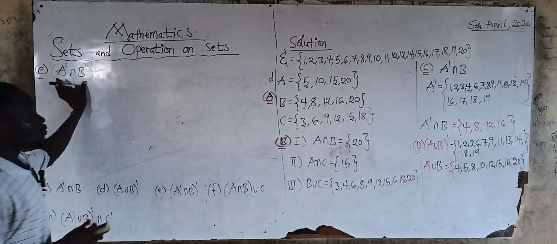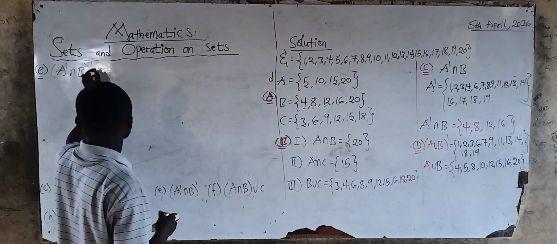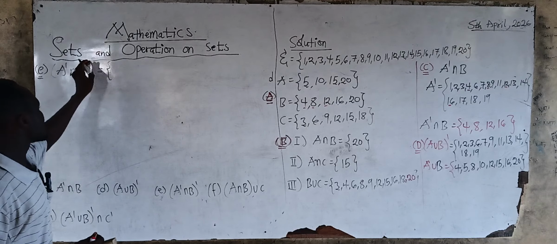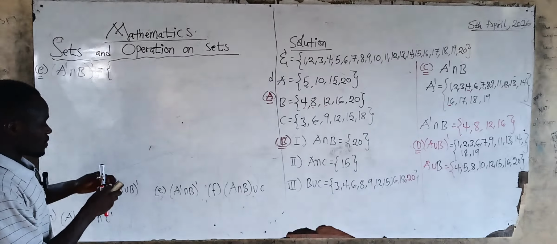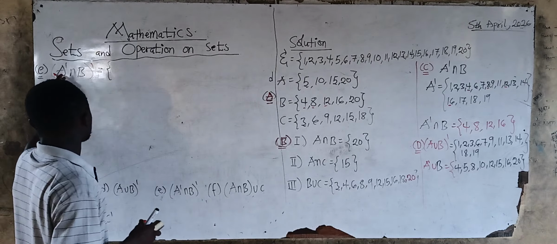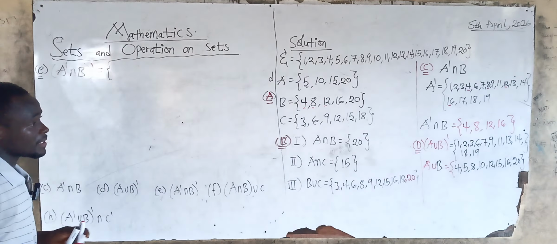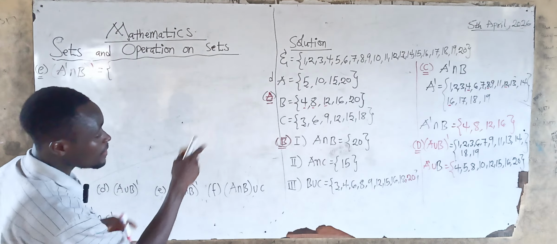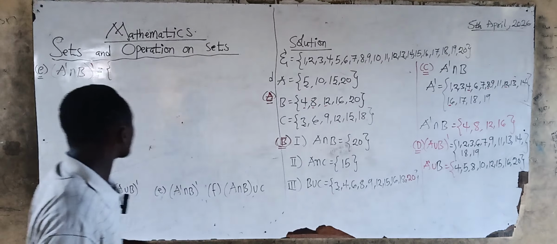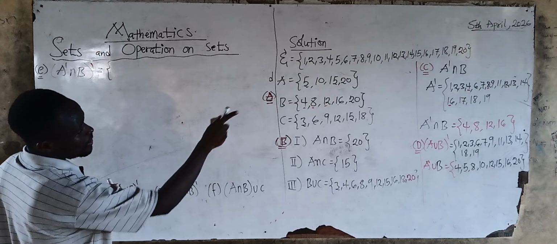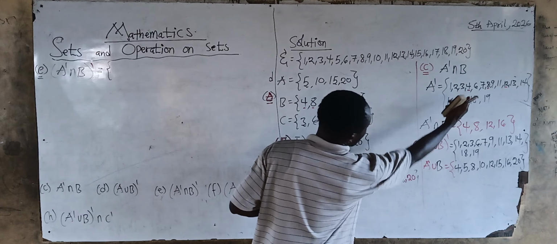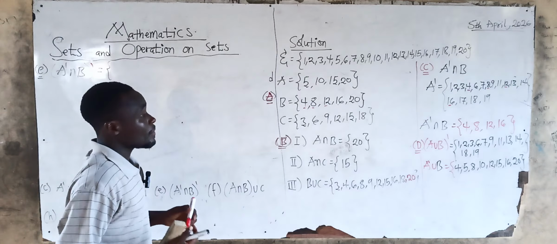Before we can solve for and list down the set of elements for this, we first of all need to find A complement. I think we did solving for A complement over here. All right, so we did solving for it over here. And I think these are the set of elements, and I believe you remember how we went about it.